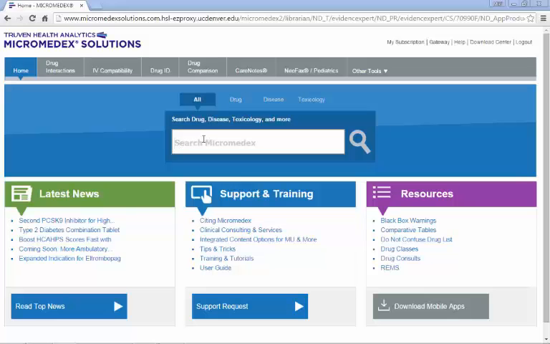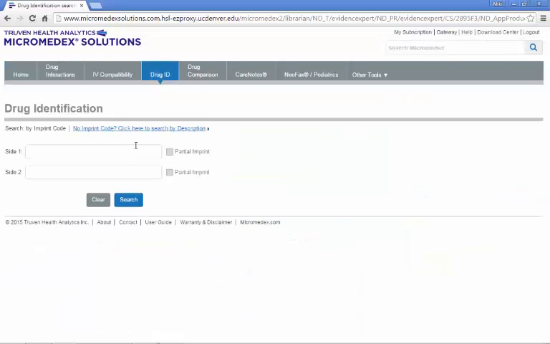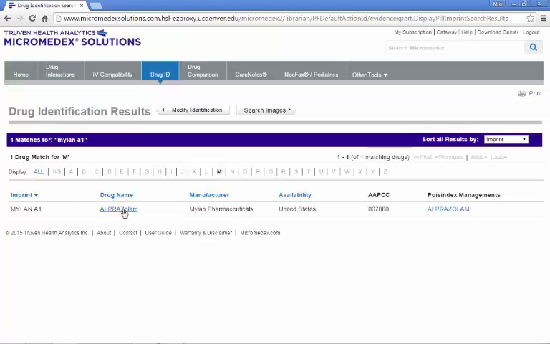The best source to use for tablet identification is Micromedex. Micromedex has Identidex in it, which contains the most medications compared to Facts and Comparisons and Lexicomp. So what you want to do here is click on the drug identification, and on side 1 write what it appears. So I have Mylan A1 on side 1 and side 2 is blank. Then I hit the search button.